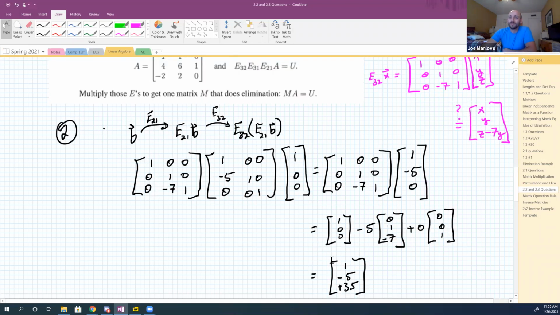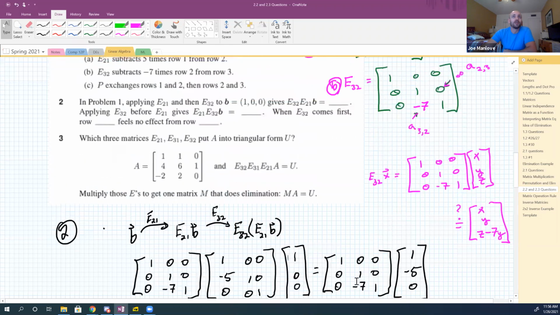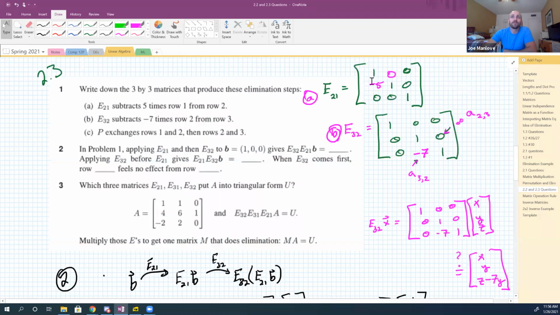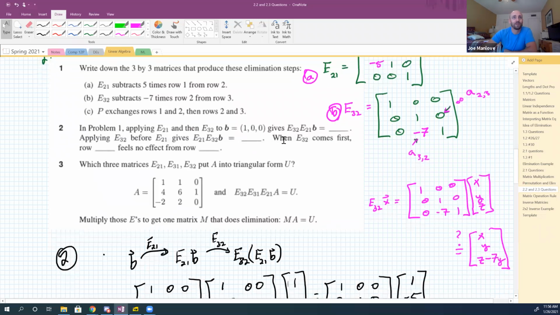All right. So in the end, I got this thing. Now, another way I could have got that is I could have thought about what it's doing to the rows. Right? So if I thought about what's happening to the rows here, E21, right, subtracts 5 times the first row from the second. So in this vector, the first row is 1. And so I'm going to subtract 5 times the first row from the second. That's going to give me 1, negative 5, 0. And then we could think about that again. You guys with me on that?